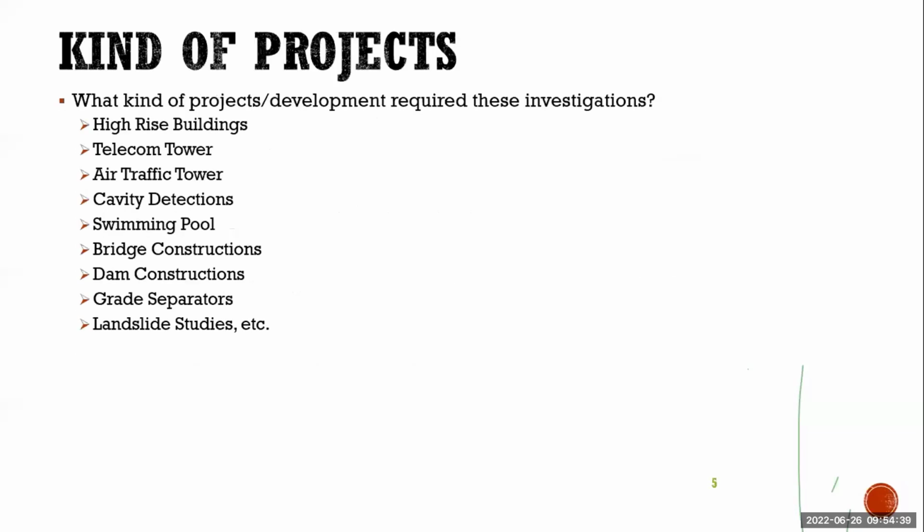Now, what are the projects where we can implement site investigation? It can be any project, big projects, and even small projects. Some examples of big projects are high-rise buildings, telecom towers, air traffic towers, cavity detection, swimming pools, bridge construction, dam construction, grade separators, and landslide studies. Any slope stability investigations too. For all kinds of important projects we can implement site investigation.